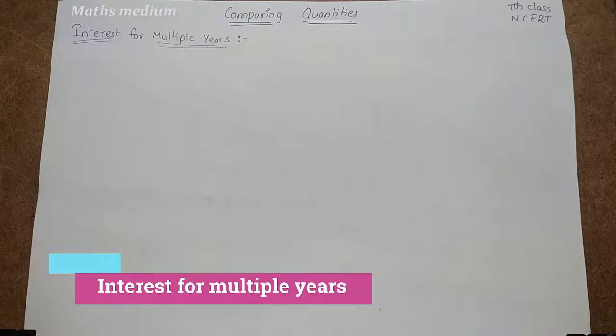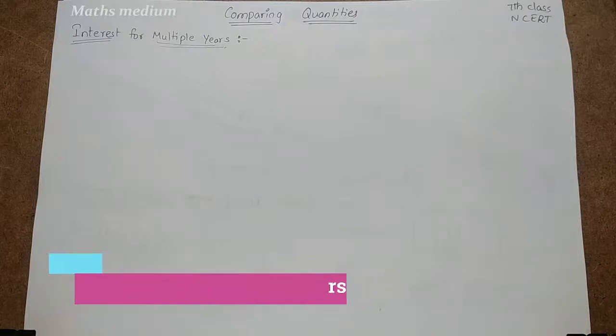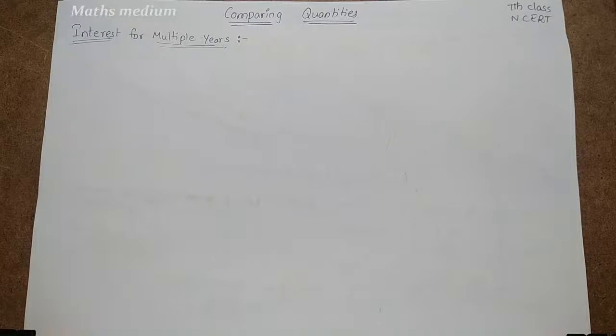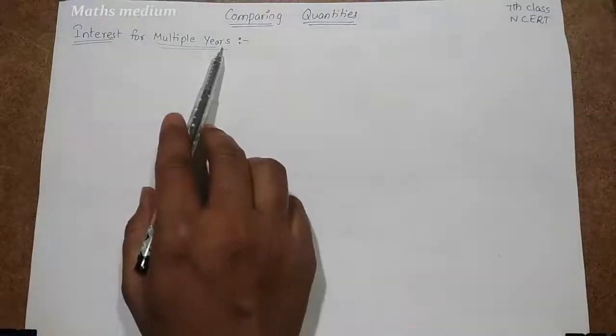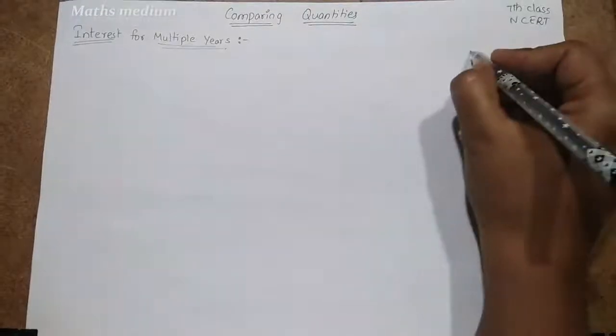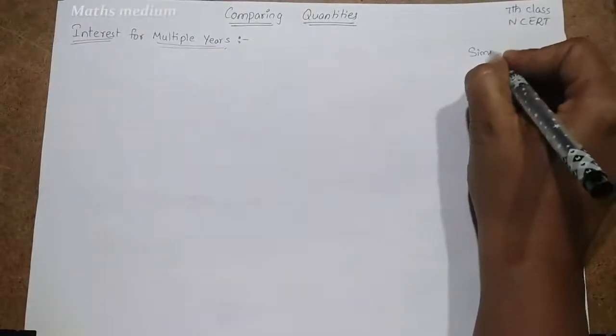Today I came with another topic, interest for multiple years from Comparing Quantities, 7th class NCERT. In an earlier video, we already discussed simple interest. I will provide the link in the description box. Please check it once. And here, interest for multiple years. So, we have to know the simple interest.